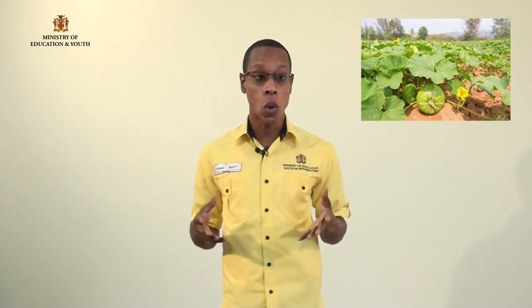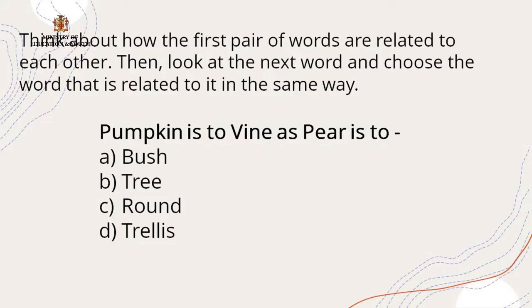Aha! A pumpkin grows on a vine. So, the relationship that we're going to apply now is to see on what a pear grows, or where you would find a pear. Let us look back at our answers. A, bush, B, tree, C, round, or D, trellis. Did you find the answer? That's right. A pear would grow on a tree. So, pumpkin is to vine as pear is to tree. Good job, boys and girls.